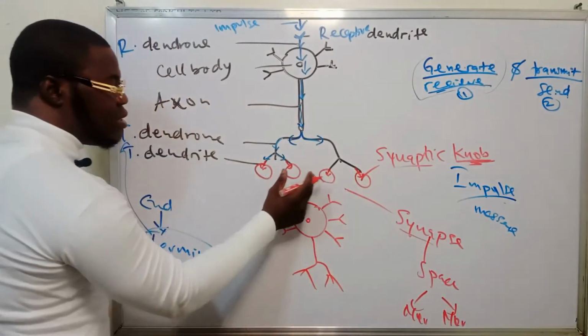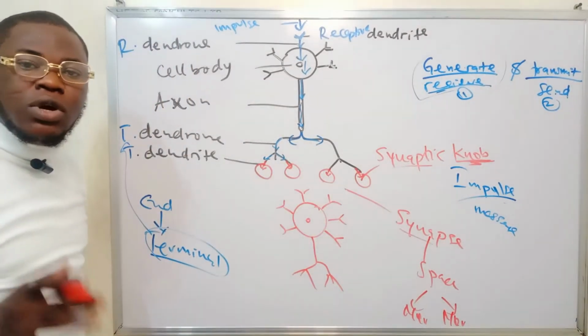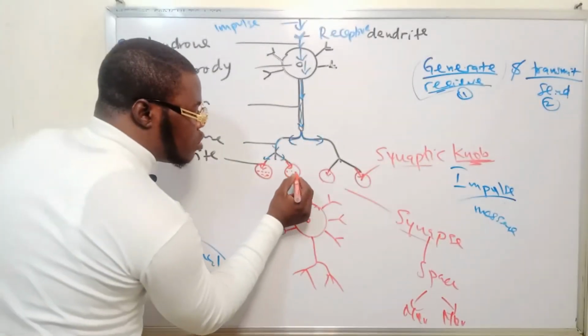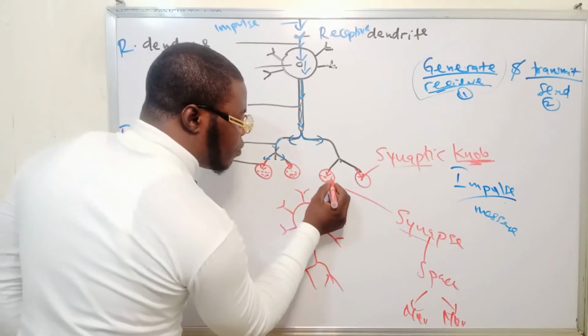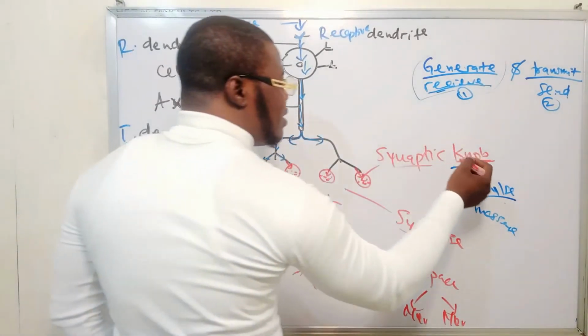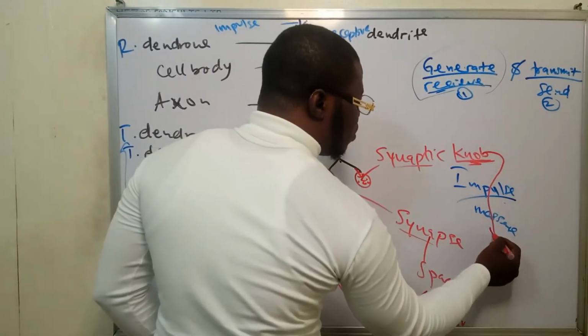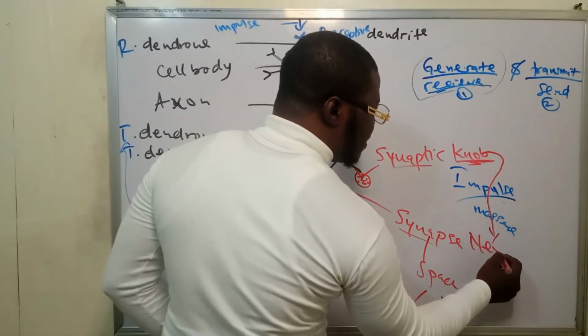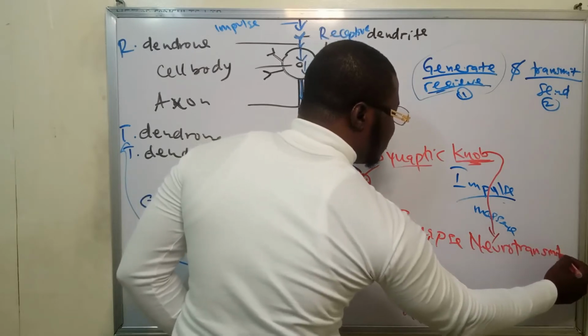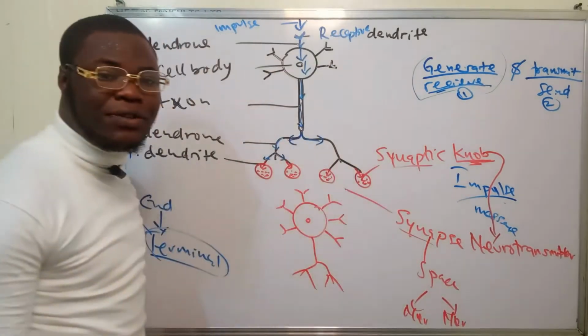And when it enters into this synaptic knob, what's going to happen? Normally, inside this synaptic knob, we have some chemicals there. Some chemicals are inside the synaptic knob. And those chemicals inside the synaptic knobs are called neurotransmitter. Neurotransmitter. And what is the meaning of that?